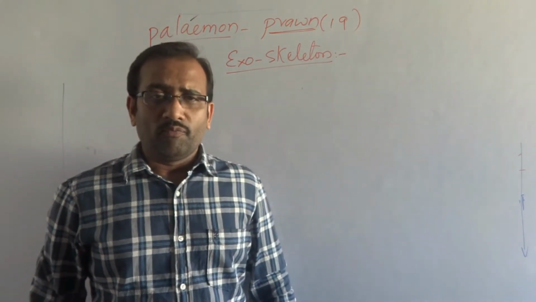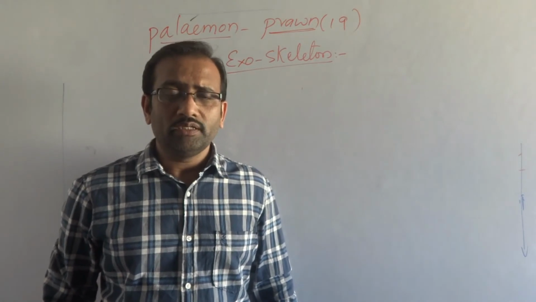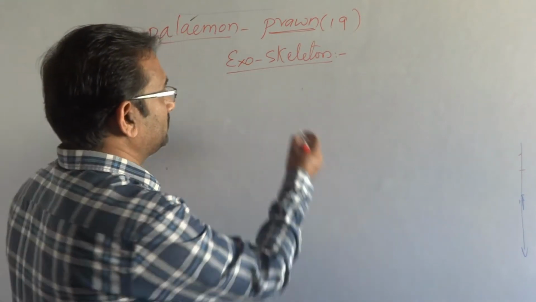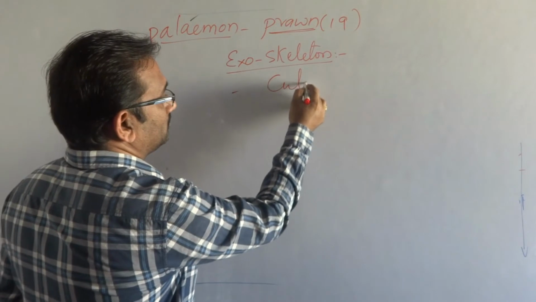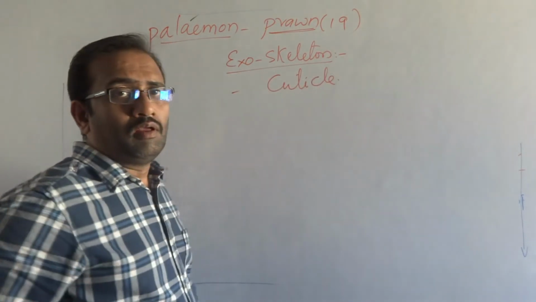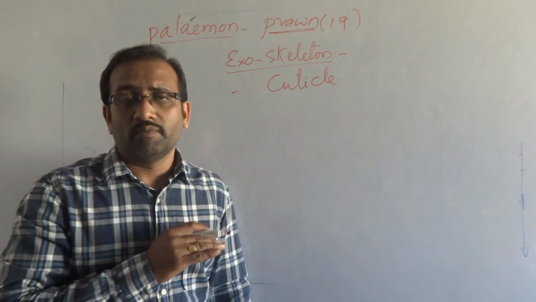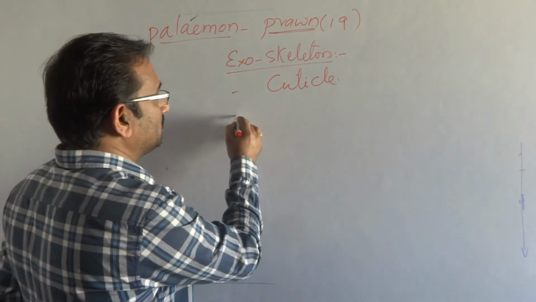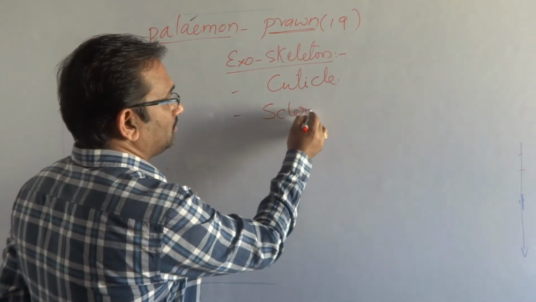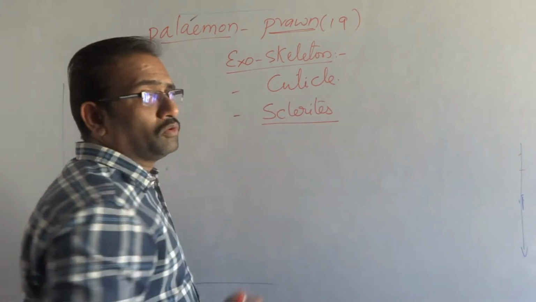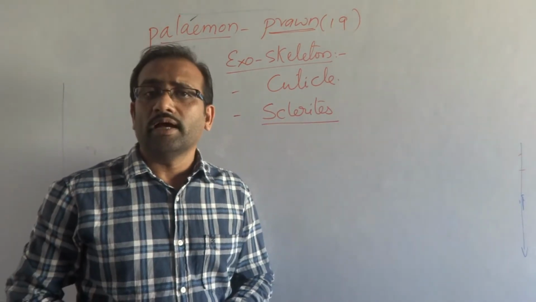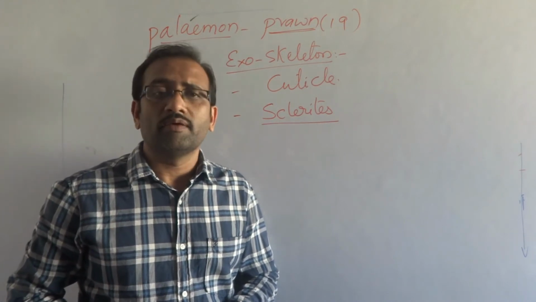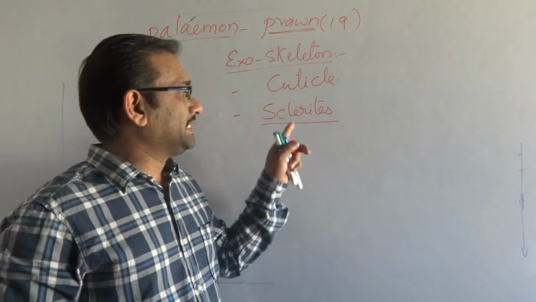The exoskeleton of the prawn, Macrobrachium malcolmsonii, also called Palaemon malcolmsonii, is called the cuticle. The upper surface of the prawn's cuticle is in the form of sclerites. So on the cephalothorax or on the abdomen, the cuticle covers the prawn. That cuticle part is called sclerites.